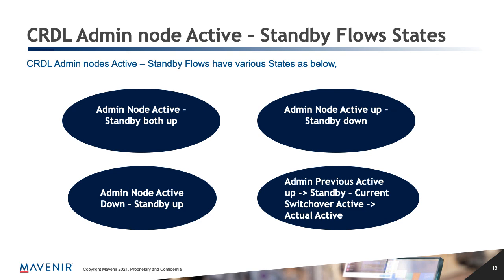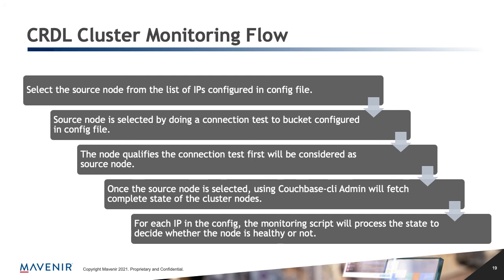Next, we will talk about the cluster monitoring flow. As part of the cluster monitoring flow, the first step is to select the source node from the list of IPs configured in the config file. The source node is selected by doing a connection test to the bucket configured in the config file. The node which qualifies the connection test first will be considered as the source node.